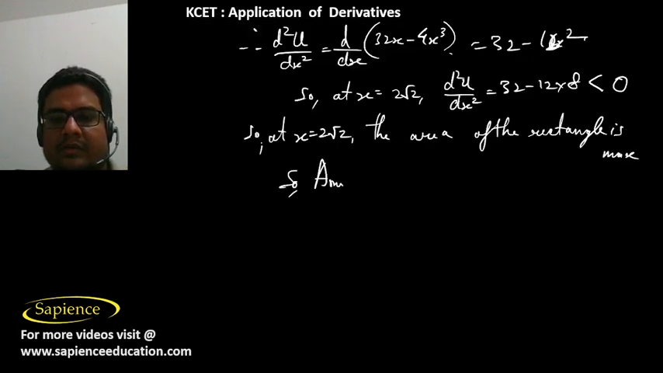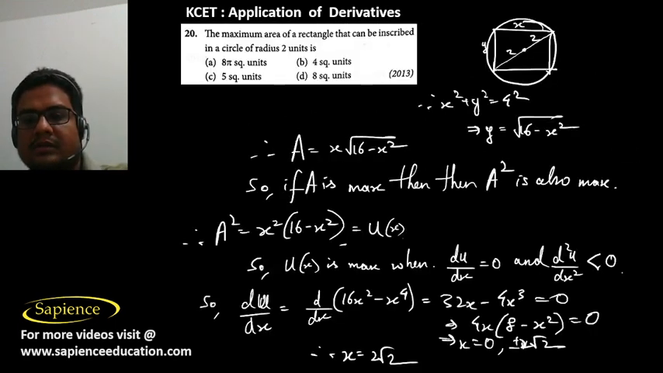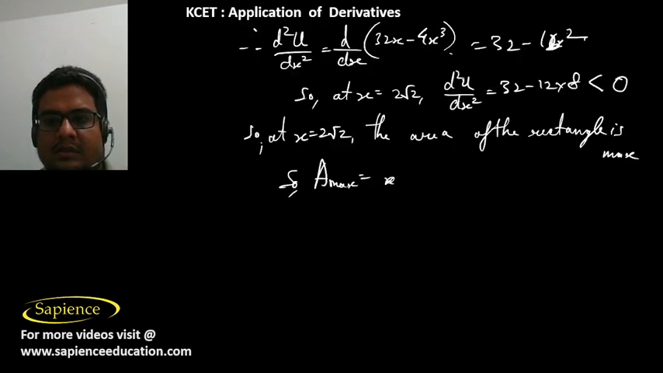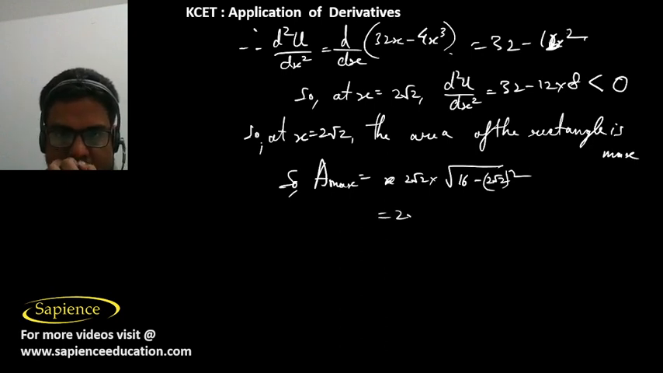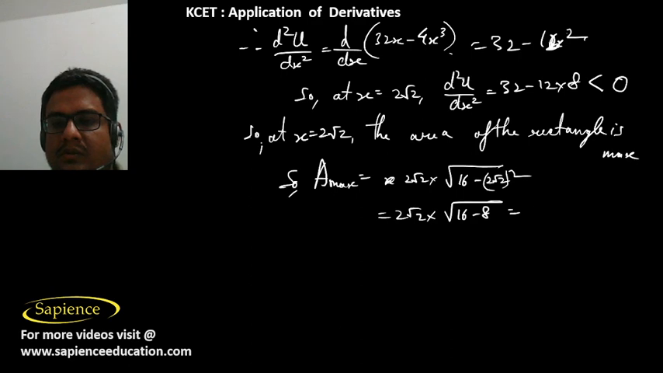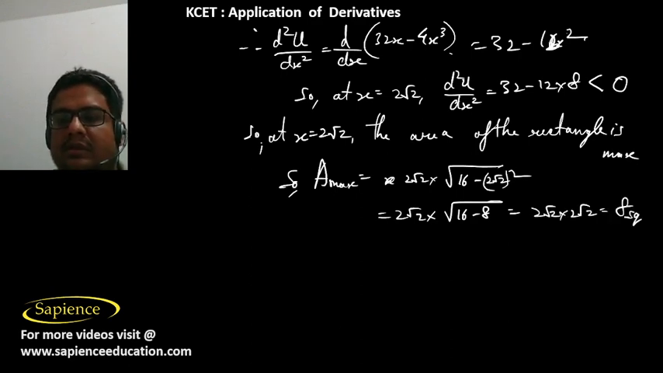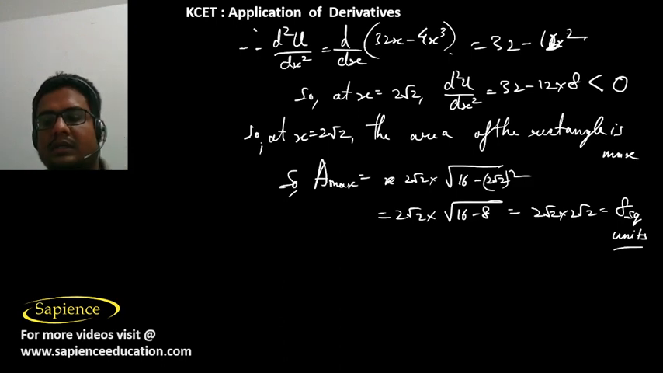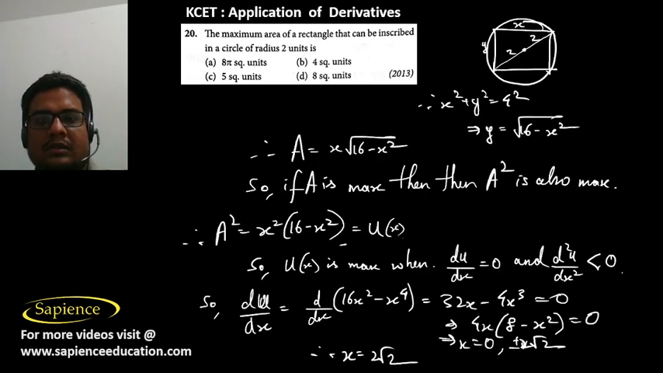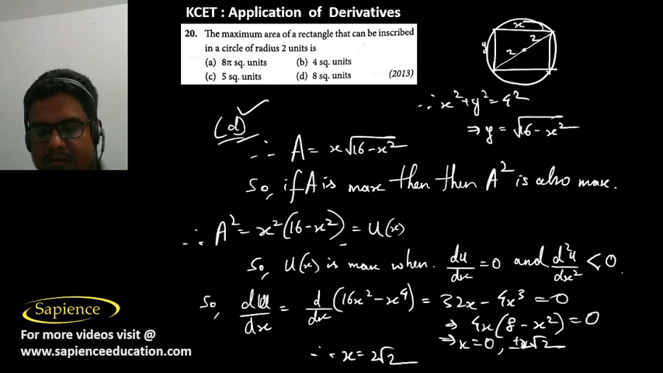Now we have to find the maximum area of the rectangle. So for the maximum area, we put x equal to 2 root 2 in x into root over 16 minus x square. So that is 2 root 2 into root 8, which is also 2 root 2 into 2 root 2. That is 8. 8 square units is the maximum area of the rectangle. Option D is the correct answer.